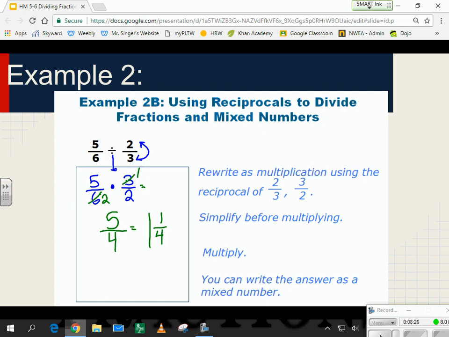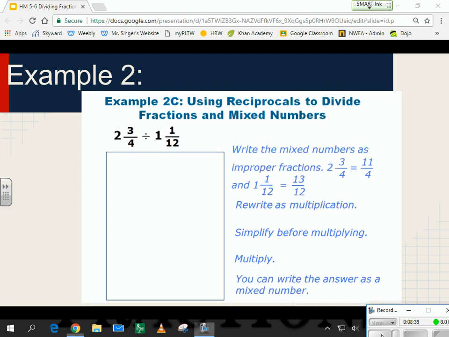So again, the only difference between this and multiplying is we have to change division to multiplication and flip-flop the second fraction. Again, copy this down. It may be helpful to copy all these.